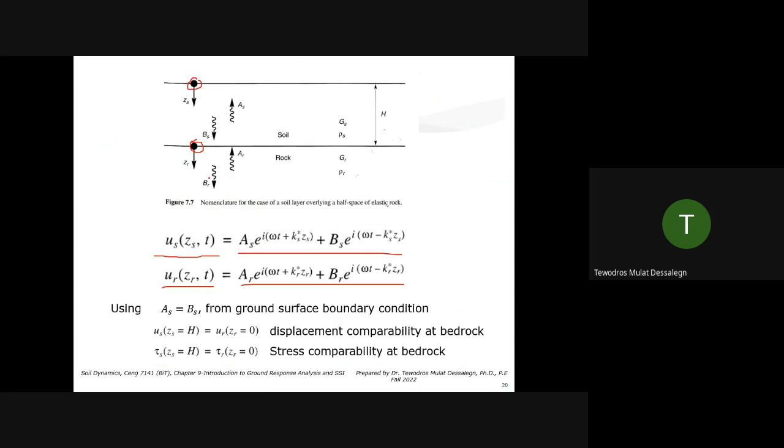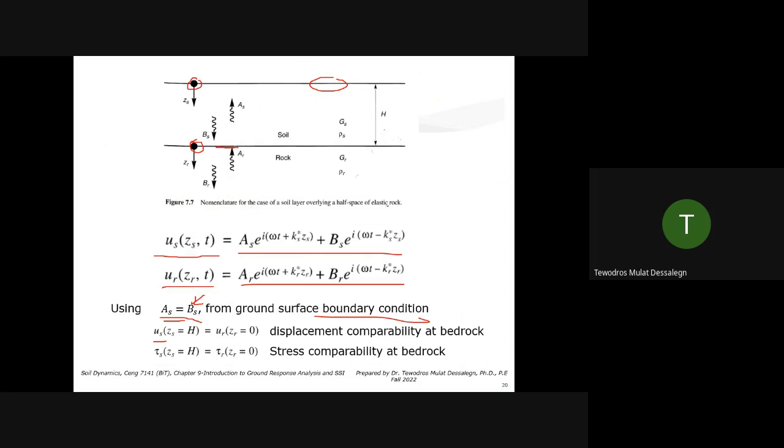R is a rock, subscript for the rock. Using S for the soil, we know that at the ground surface, shear stress is 0. From there, we know this for the soil. And from the ground surface boundary condition, that's why we get it here. But now we can use displacement of soil is equal to displacement of rock at the displacement boundary condition right here.